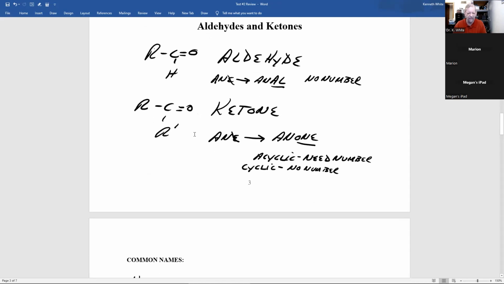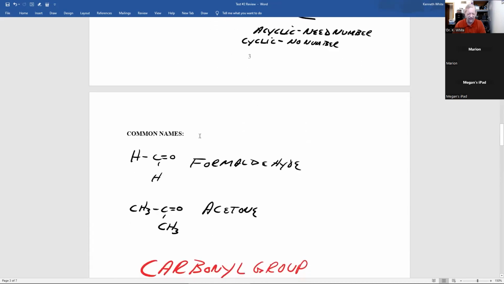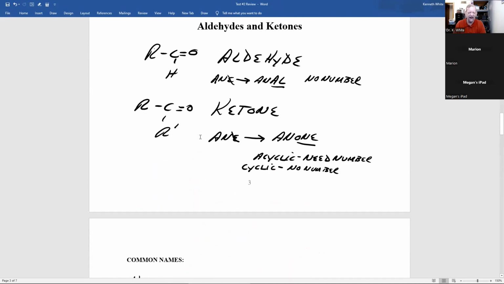Next, ketone, carbonyl with 2 R groups on it, R and R prime. They can be the same or different. Now, you cannot have an aldehyde in a ring, but you can have a ketone. And Dr. White and Mother Nature really love ketones. And how do you name them? You find the longest chain or ring with the carbon double bond to oxygen, which is called the carbonyl carbon. Yes, I do. And you name it as an alkane or cycloalkane.